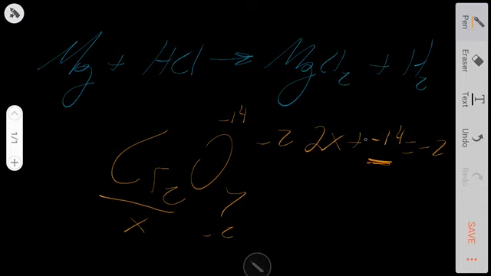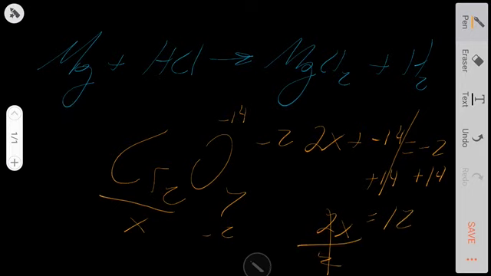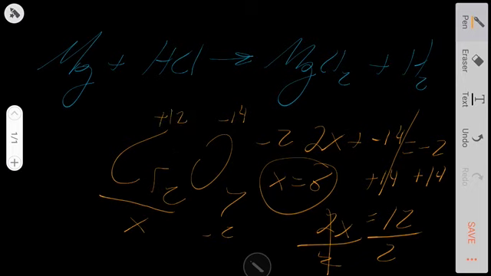To get rid of this, I need to add it to both sides. So plus 14, those cancel, plus 14. 2x is equal to -2 plus 14 equals 12. All right, divided by 2, divided by 2, x equals 6. So the oxidation number for chromium here is 6. But I've got 2 of them, so this is going to give me a positive 12. Cool.